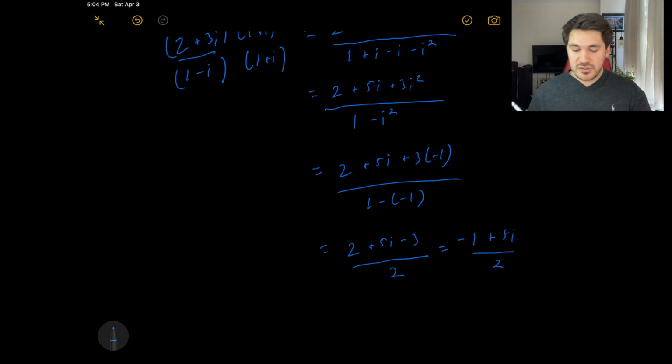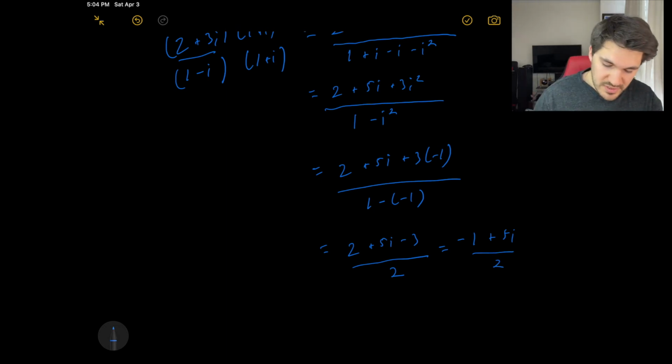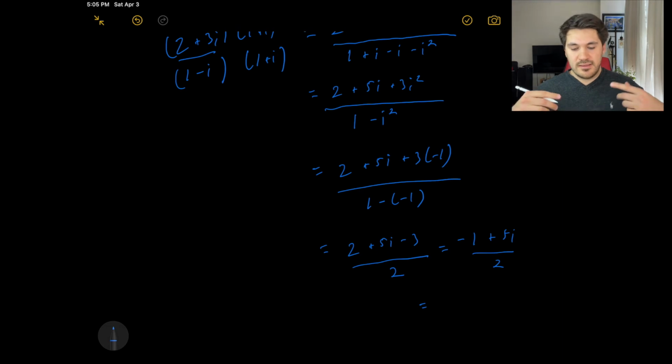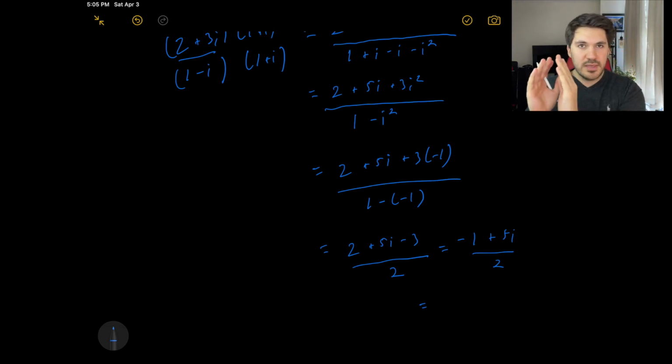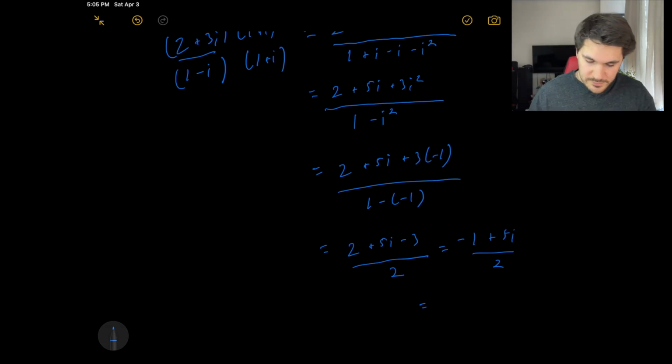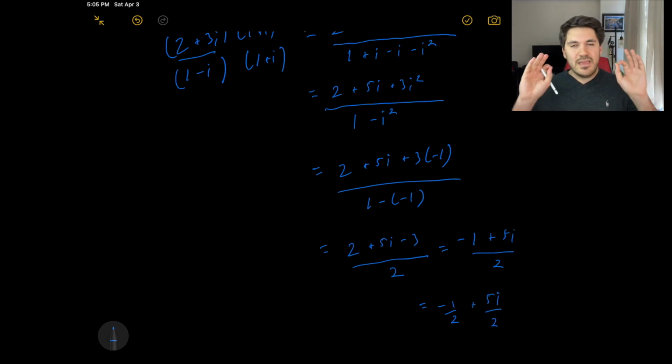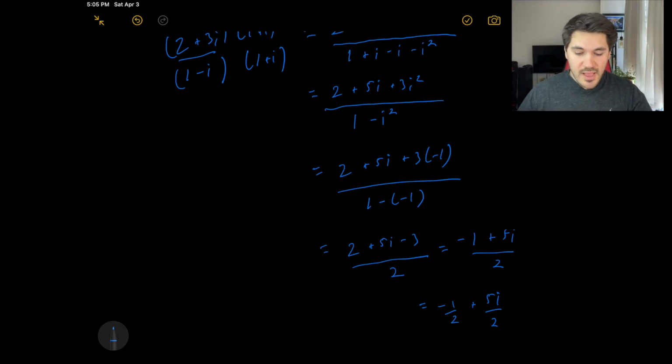So our answer, if it's written in that a plus bi form, that means we have the real number by itself with the imaginary number by itself, is going to be -1/2 plus 5i over 2. If you need to pause the video at this point, review everything we just did, please do it. And that's it. Just multiply the top and bottom by the conjugate to get to where we needed to go.